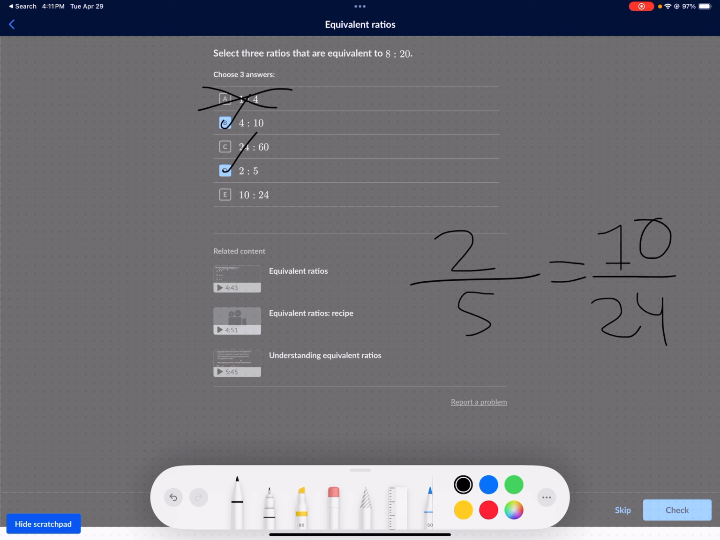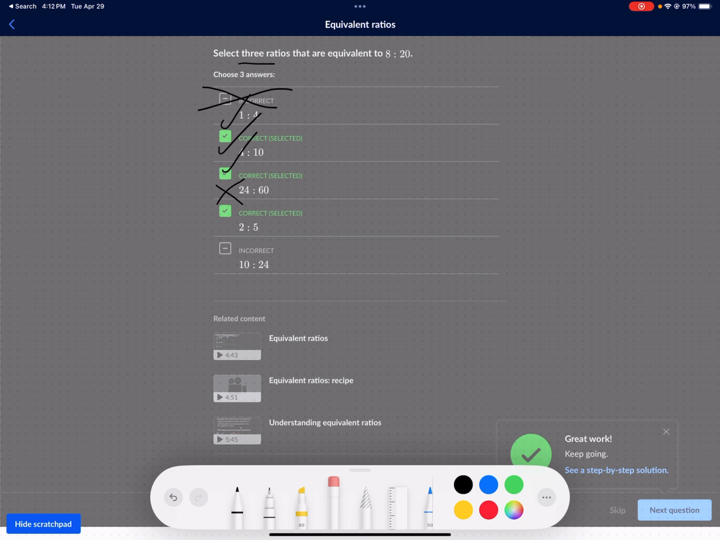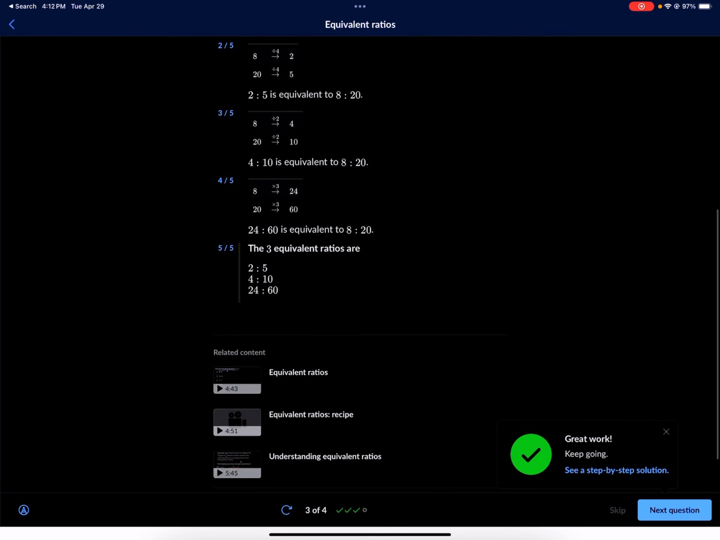So from 2 to 10, we multiply by 5. So we must do times 5 here as well. Does 5 times 5 equal 24? No, it doesn't. What does 5 times 5 equal? 25. So that means that E is wrong, and C must be correct because it says we want 3. If we wanted to check, we can do 2 and 24, which is 12, and then 5 times 12 is 60. So that's how you get the answer.